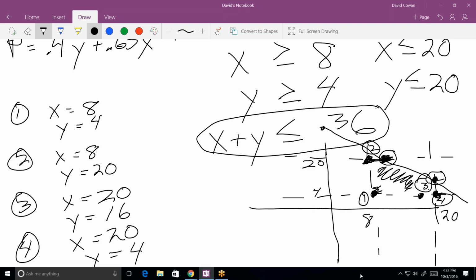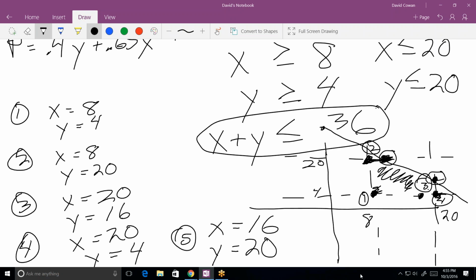Well, we know it's on 20. So what's x there? If y is 20, x plus y has to be less than or equal to 36, so x would have to be 16. Okay, so there's my 5 vertexes.